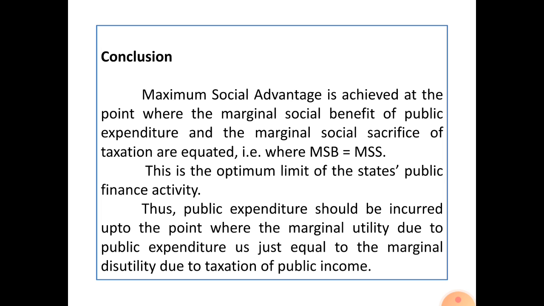This means government spending is equal to the people's benefit. Public expenditure should be incurred up to the point where the marginal utility due to the public expenditure, which the people get, equals the marginal disutility caused by taxation of the public income. This is the main principle of maximum social advantage in public finance.